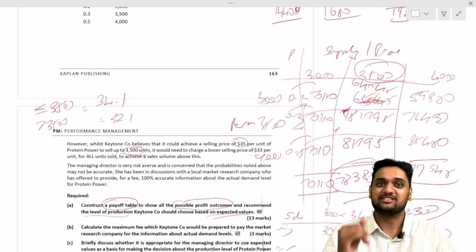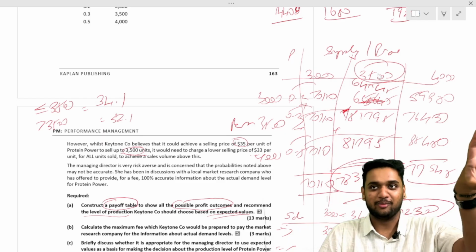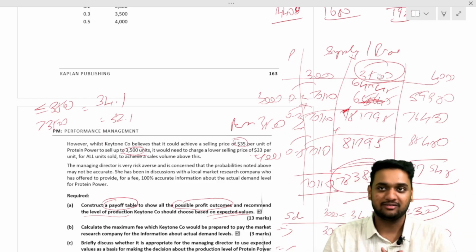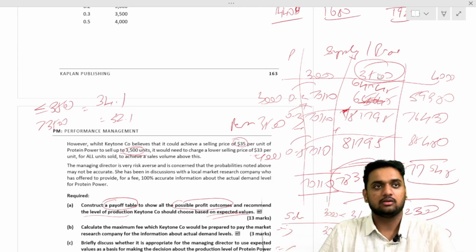Because of that, how much extra you will get, that amount you will be ready to pay God now. Because of God telling you that information, you will obviously get some extra profit. Okay, if God didn't give you any information, how many units will you produce?